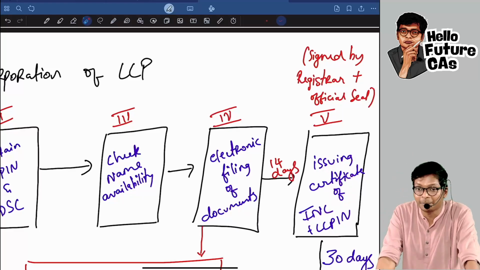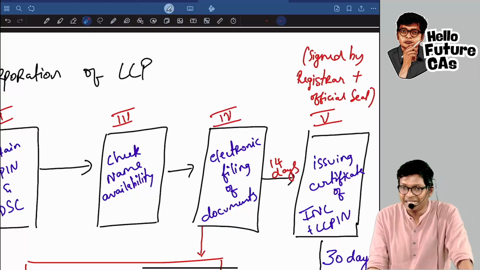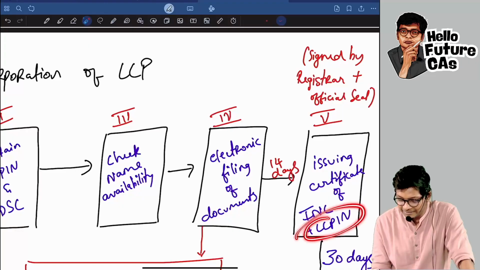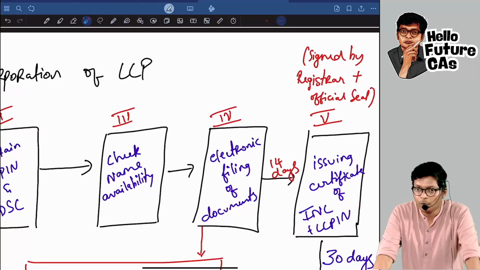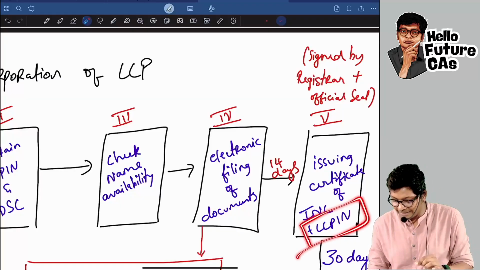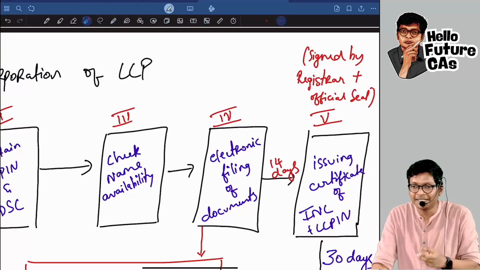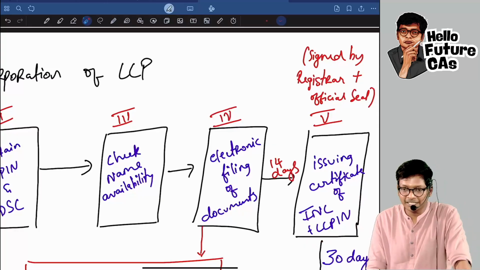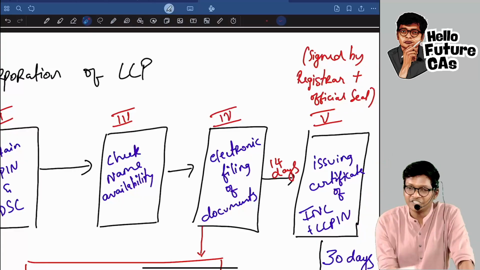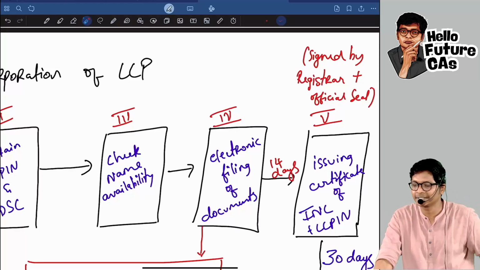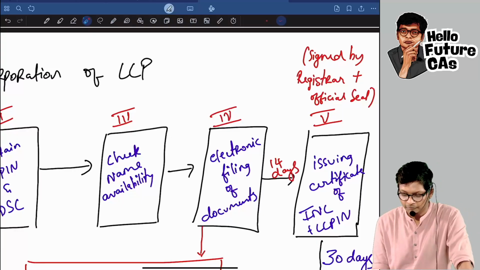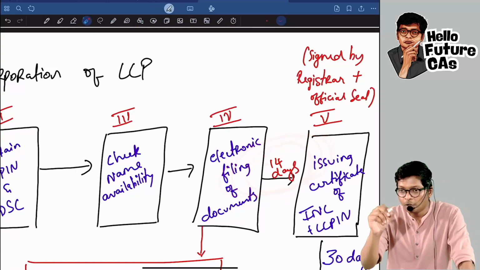Just like how a company gets a certificate of incorporation, LLP will get what, guys? A certificate of incorporation, and they will get something called LLPIN. Just as you have CIN for a company, corporate identification number, here you have something called LLPIN, limited liability partnership identification number. Are you following, guys? This certificate will be signed by the registrar, and the registrar will put the official seal. In the regular class, I can show you that certificate. Are you following? Within how many days of application will they respond? 14 days.